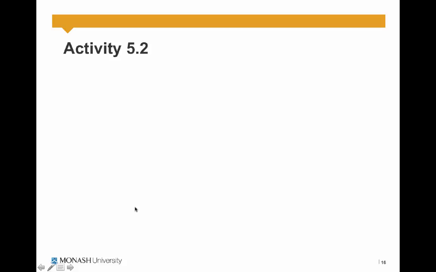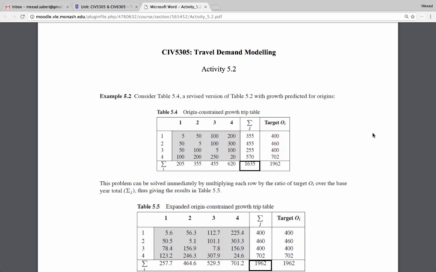To get a better sense of how this method works, please have a look at activity 5.2. In this activity, consider a table as provided below, where we have an OD trip matrix of the current year, where we have the trip productions summed up here and trip attractions summed up on the last row. And the total number of trips produced and attracted are equal to 1,635 trips.